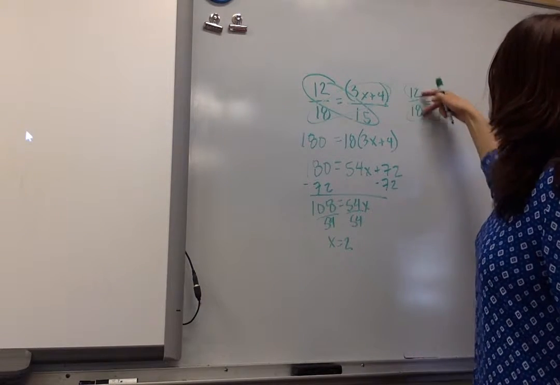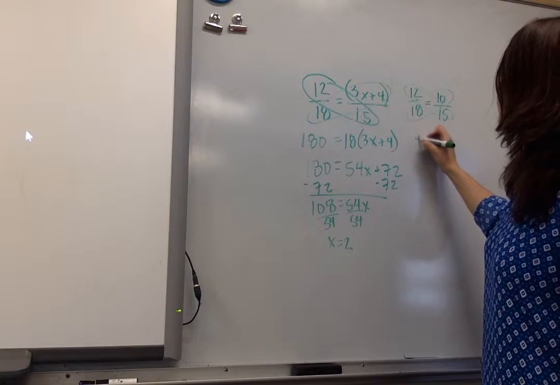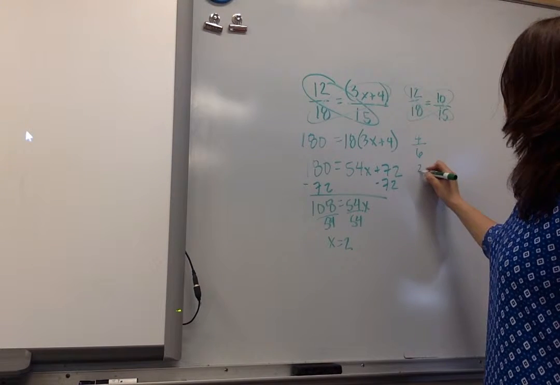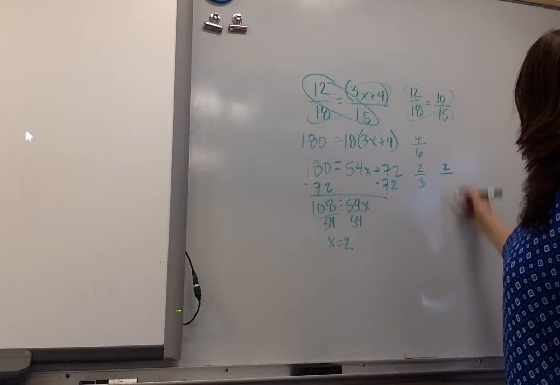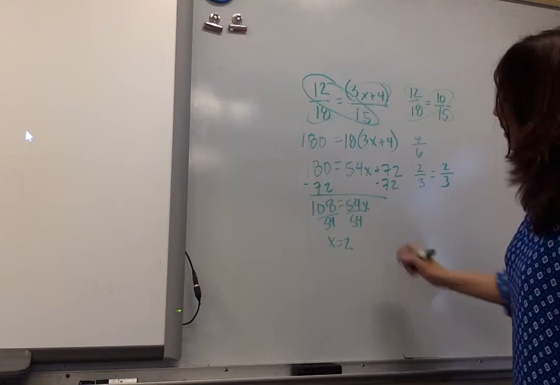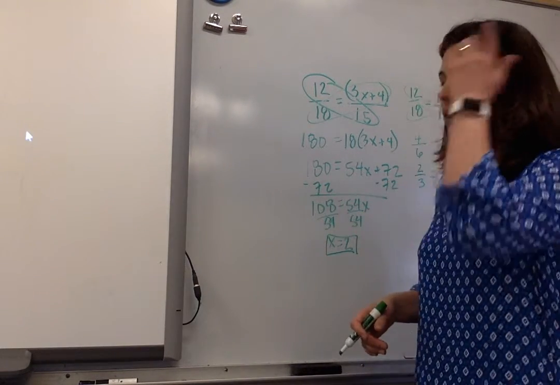You can also see if they reduce to the same fraction. I know 3 goes into 12 4 times, and 3 goes into 18 6 times, but I can keep going here, so I get 2/3. And 5 goes into 10 2 times, and 5 goes into 15 3 times, and it does. It checks out. It reduces the same. So I know that x equals 2. So that's just a real quick refresher on proportions.